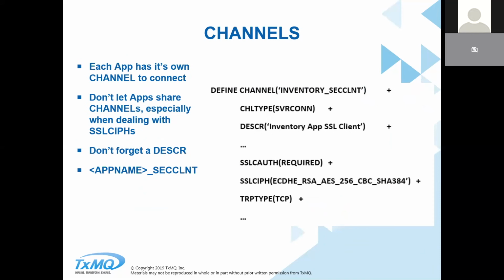An example here for channels would be that each application will have its own channel to connect. Don't let apps share channels, especially when dealing with SSL ciphers. So you would want each application to have its own independent channel. You don't want to have 2 or 3 applications share the same channel. Give each one of them their own. And don't forget, give it some type of branding. An example here is like the app name underscore some type of a qualifier.